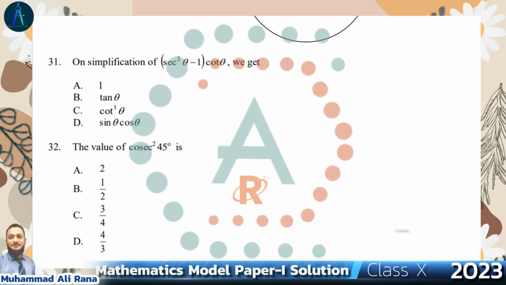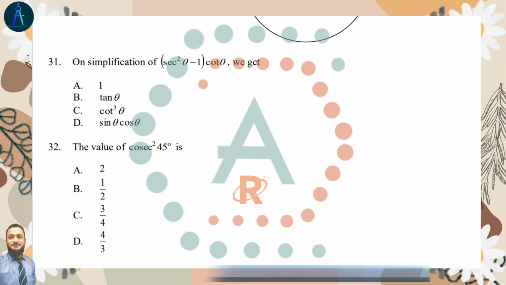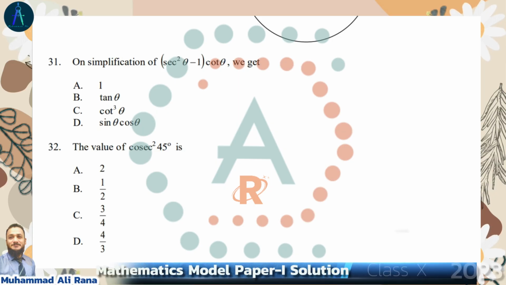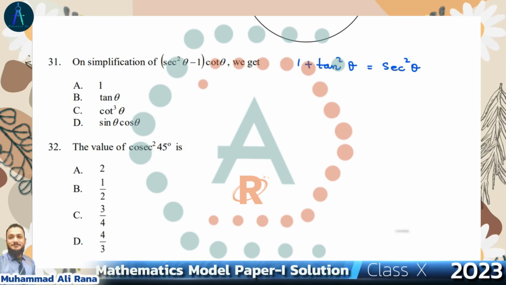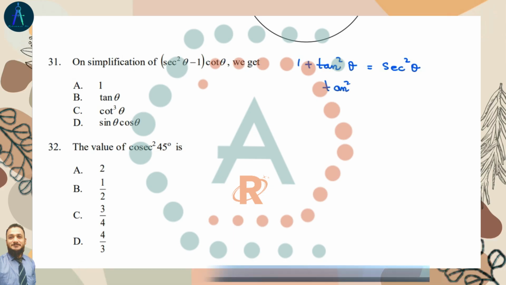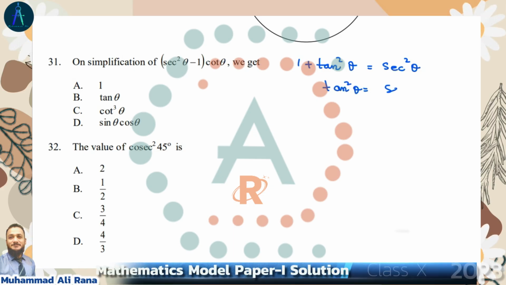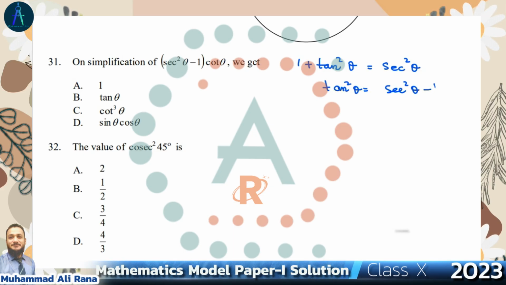On simplification of sec square theta minus 1 into cot theta, we know that 1 plus tan square theta is equal to sec square theta. So tan square theta will become sec square theta minus 1.